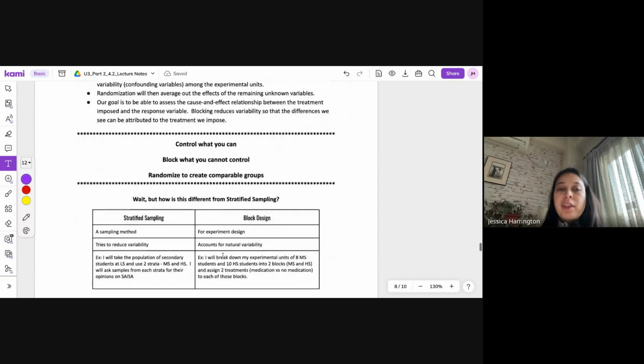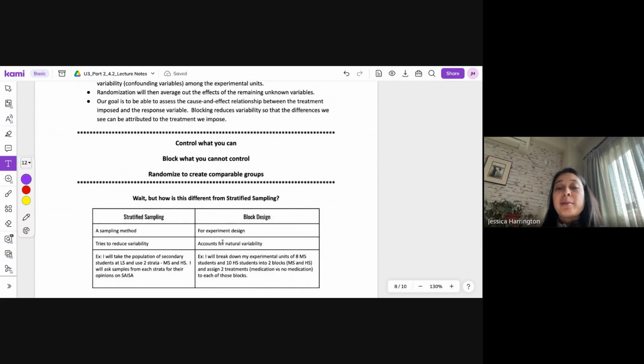So I put this here because I think they're very similar, but what's the difference between stratified sampling and block design? Well, sampling is a sampling method. So remember, that's like you're observing something, you're sending out a questionnaire. Block design is for experiments, okay? They're both trying to reduce variability. So what is the difference?